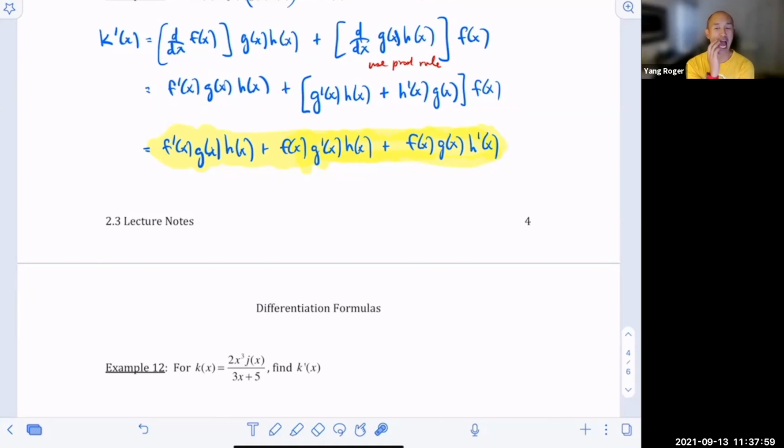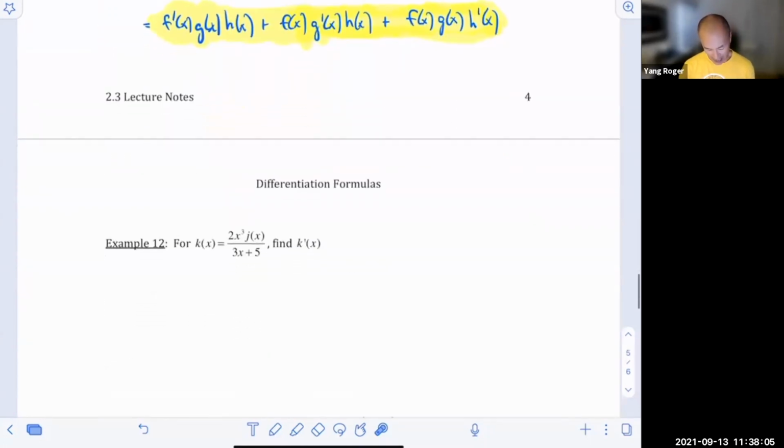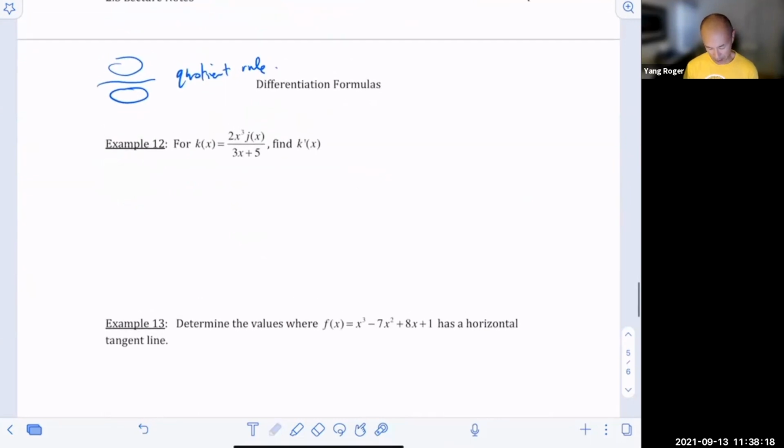Good. That's right, Simon, for sure. When I look at this, I see it looks like something over something fundamentally. So that means we got to use the quotient rule. Okay. So let's write this out.